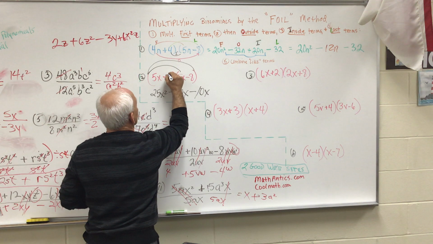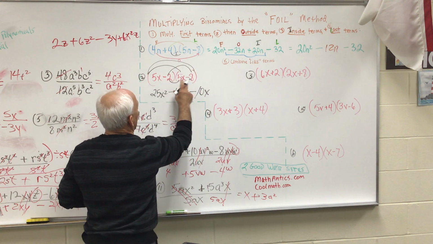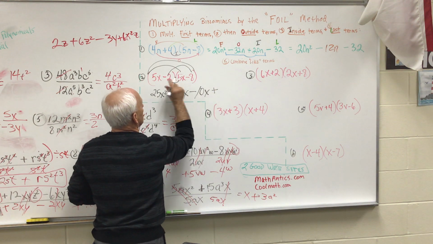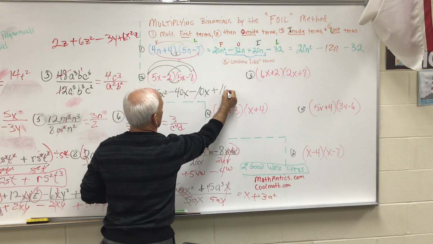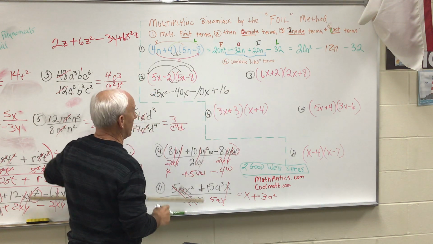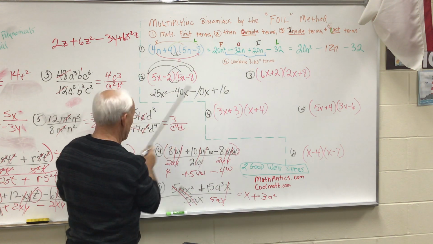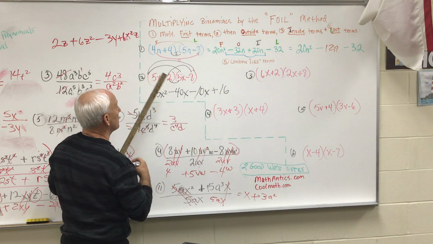Number 4, the last. Negative times negative. Did you remember the integer rule? Positive. 2 times 8, 16. Now, don't forget, are there 2 like terms to put together? I do. I see them right here.